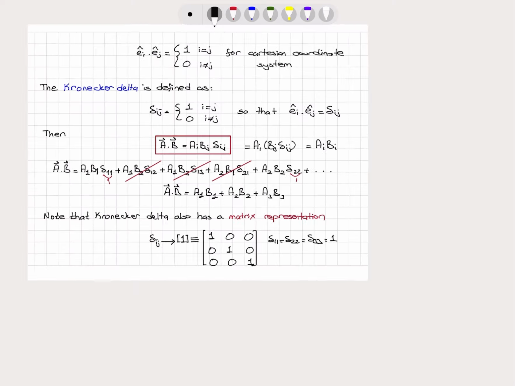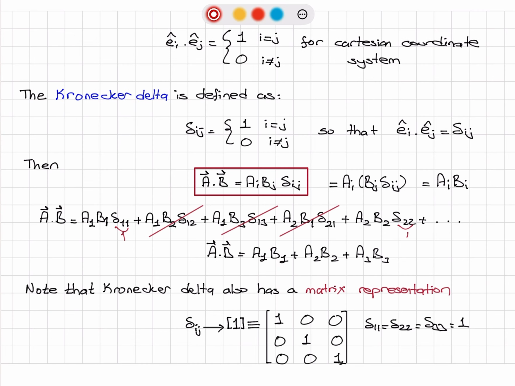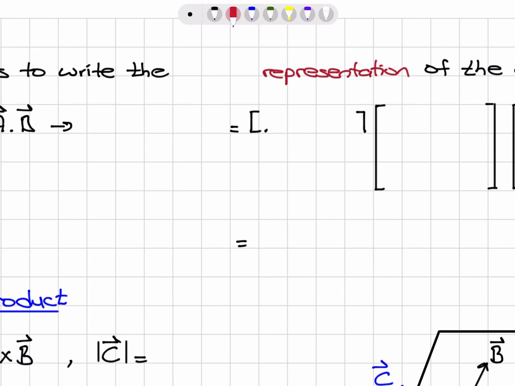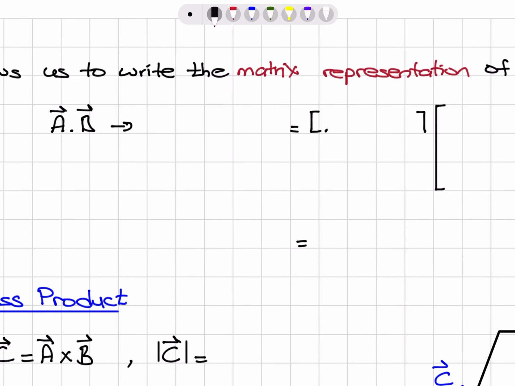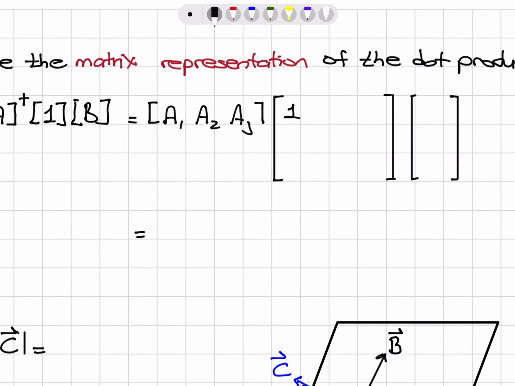Okay. So that means I can also write the dot product with a matrix representation. This allows us to write the matrix representation of the dot product so that A dot B is going to be the first vector A transpose, the unit matrix 1, and the second vector B. So that means I have A1, A2, A3, my unit matrix 1, 0, 0, 0, 1, 0, 0, 0, 1, and here I have B1, B2, B3.